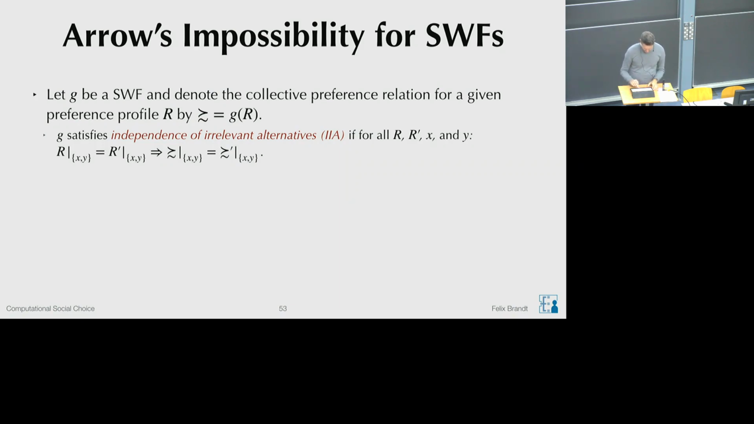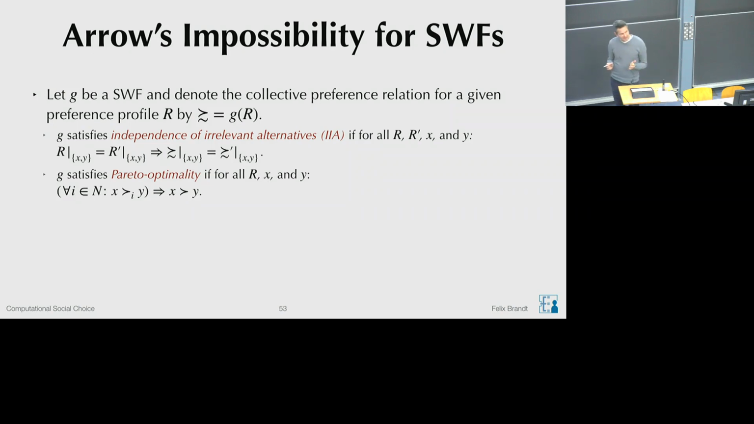Okay, Pareto optimality is completely straightforward. The reason why I'm redefining it is because now we are talking about social welfare functions, not about a function that chooses alternatives, but here it's exactly what you would expect. If everybody prefers X to Y, then in the collective preference relation, X should also be preferred to Y. Okay? So that's a weak notion of Pareto optimality.